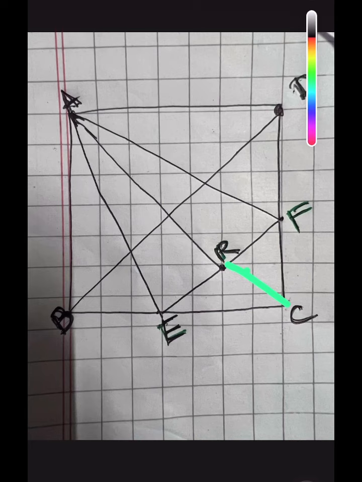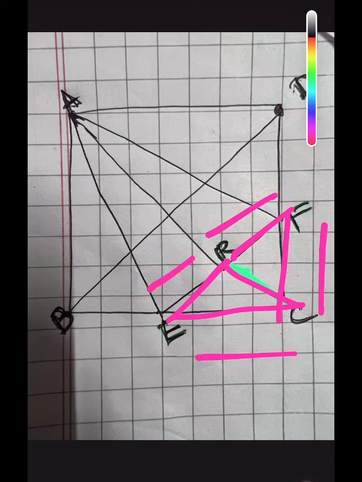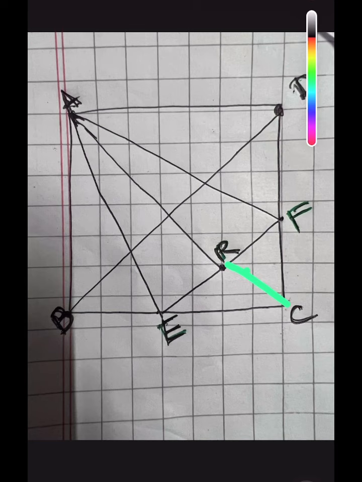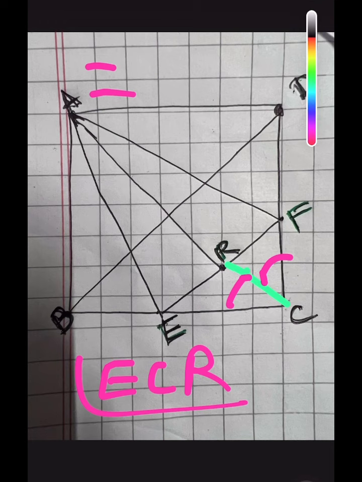Join this. And now we need to prove this triangle congruent to this triangle. How? EC equal to CF, we have proved earlier. ER equal to RC, already given R is the midpoint of EF. And this RC is common. Therefore, these two triangles are congruent. Since they are congruent, therefore, we can say that this angle equal to this angle. ECR will be equal to angle FCR.